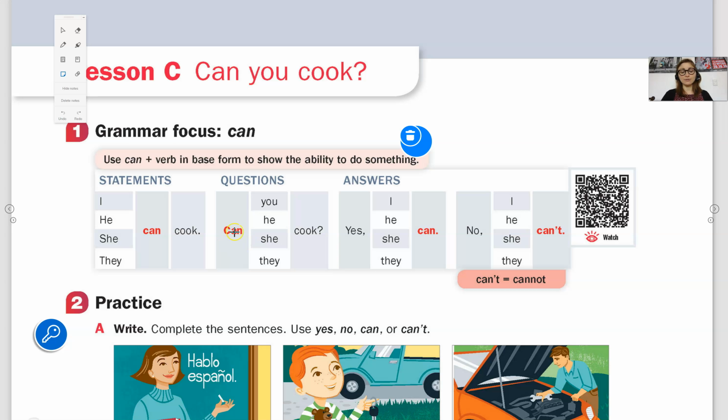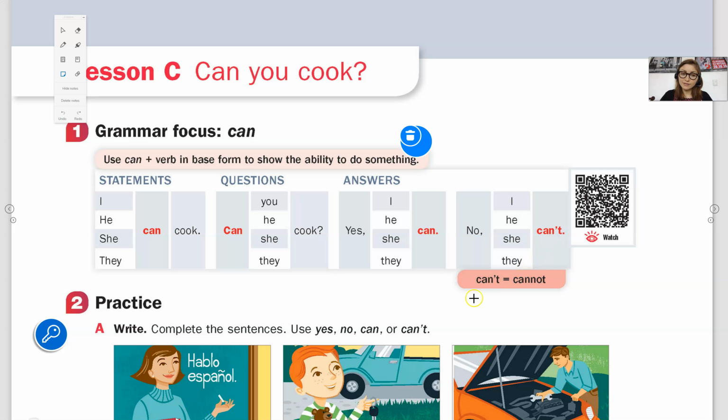Okay, if you make the question, we start with can. Can you cook? Yes, I can. No, I can't. Can he cook? Yes, he can. No, he can't. Can she cook? Yes, she can. No, she can't. Can they cook? Yes, they can. No, they can't.